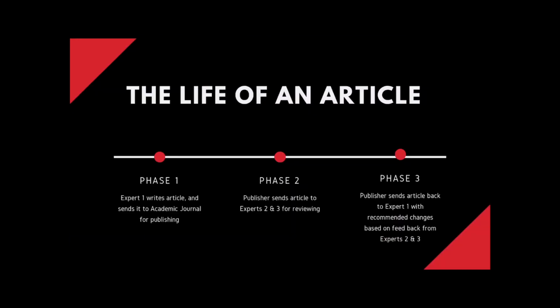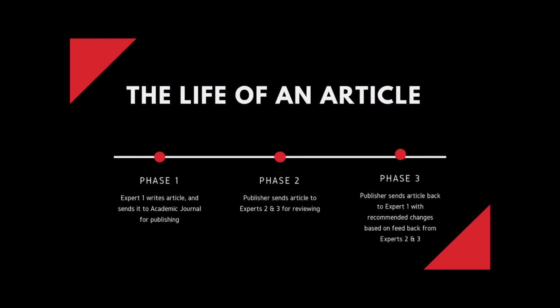Here we have the life of an academic article. Let's say we all know expert number 1, and they are so excited to have written their first article for publication. However, it doesn't just end there. Next, they send it to the academic journal that would be the best fit and submit it for publishing. In phase 2, that publisher sends the article to additional experts for peer reviewing. Sometimes it's one reviewer, or sometimes it's 2. Once they're finished with their reviews, they send it back to the publisher with recommendations on next steps.